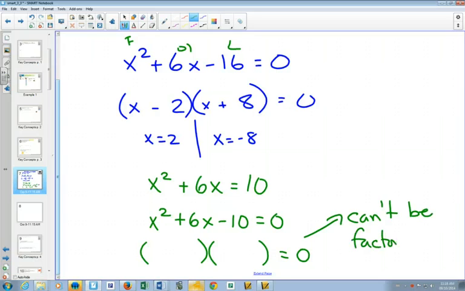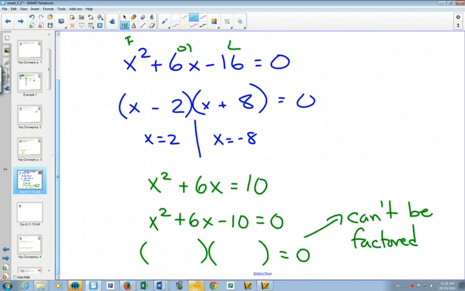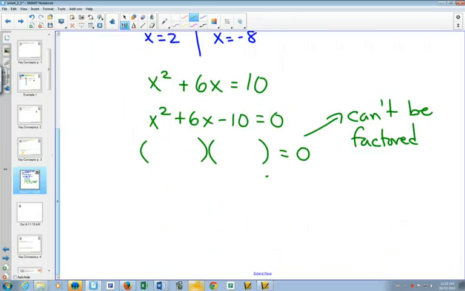Now I'm sure you would like it if it can't be factored, you could just say can't be solved and you're done on the question. But that's not the case. This still can be solved. We just have to figure out how. And this is where this new technique comes in of completing the square. The idea works like this.